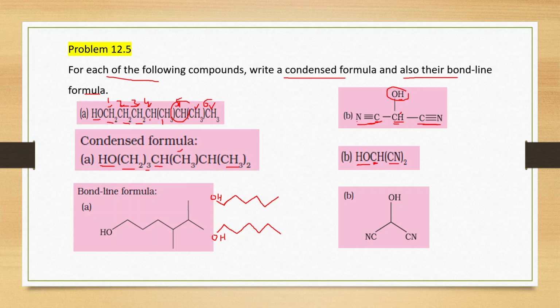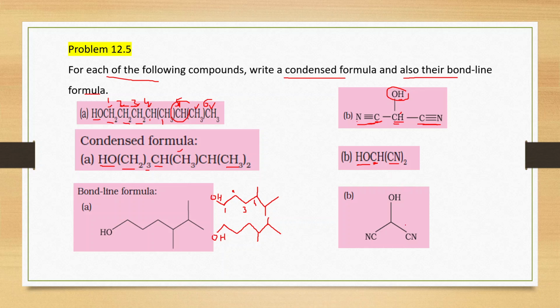And on the fourth carbon atom there is a methyl group. Okay, so we can say this is 1, 2, this is 3, and this is the fourth one. So this is the methyl group. And on the fifth carbon atom, again there is one methyl group. So this is a methyl group, and this is a methyl group. Both are the correct bond line formula.